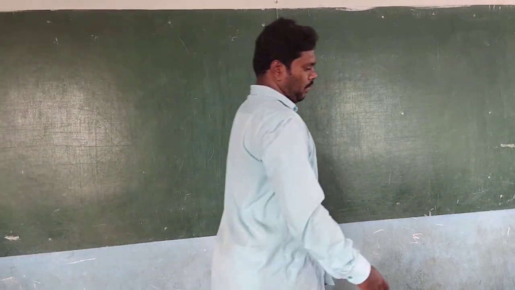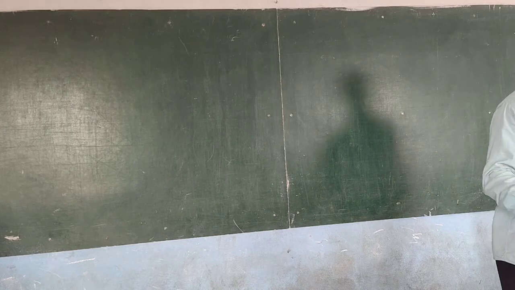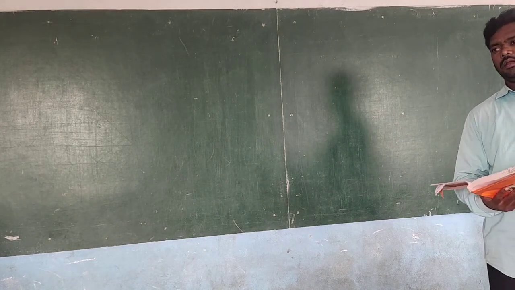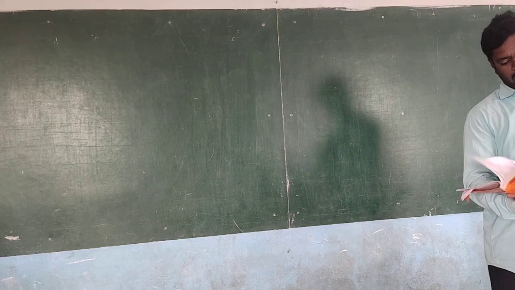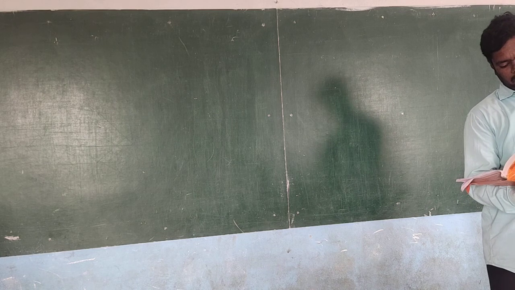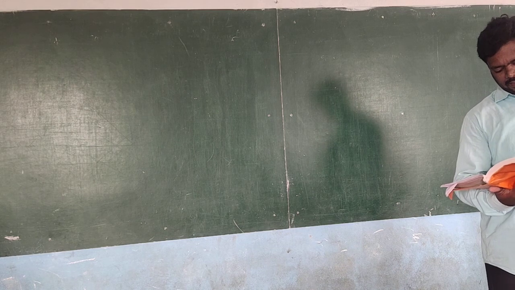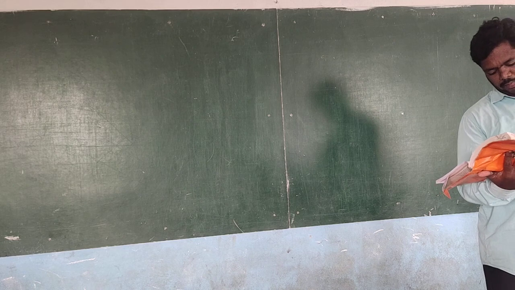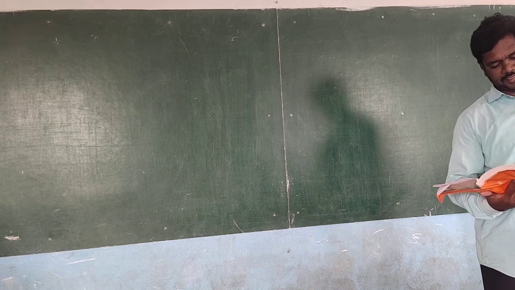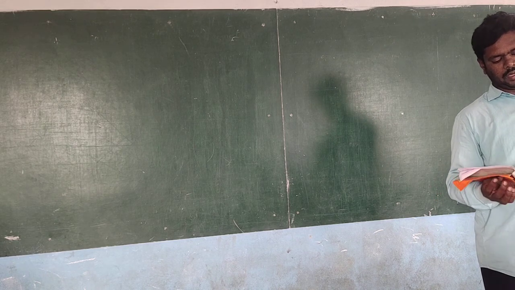Okay, exercise 14.2. Problems on median, mode, and mean. How many were completed last class? Five. The fifth one is completed. Next, the last one, the sixth. So, read it out, anybody.